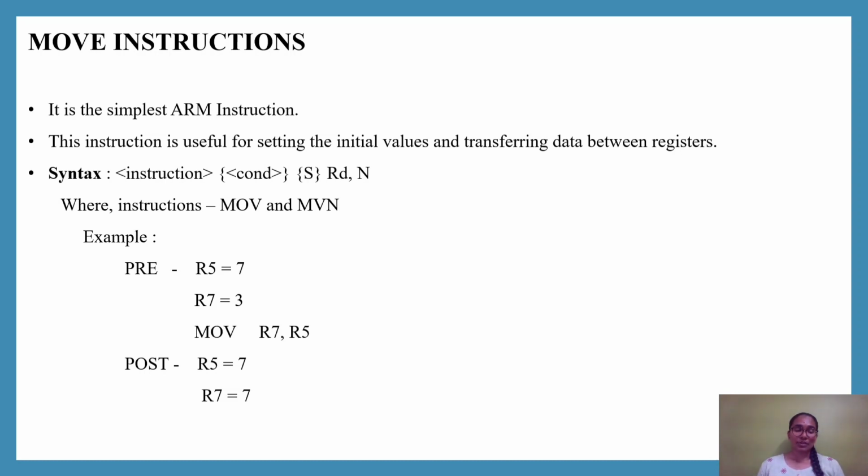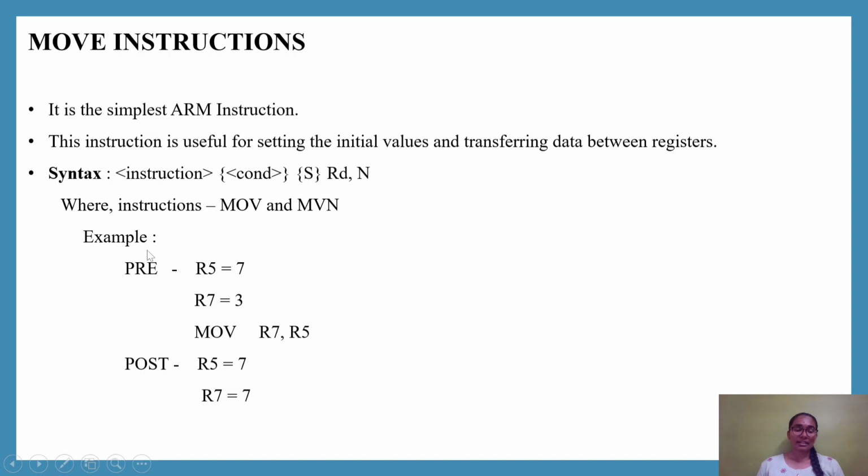The syntax of the move instruction is instruction, condition, S, Rd and N. Rd is the destination register, N is the source register, or it can also be an immediate value. The instructions are MOV and MVN. The MOV instruction just moves the data from one register to another register. The MVN instruction negates the value of the source register and then it is stored in the destination register.